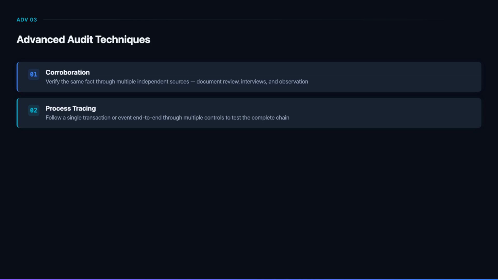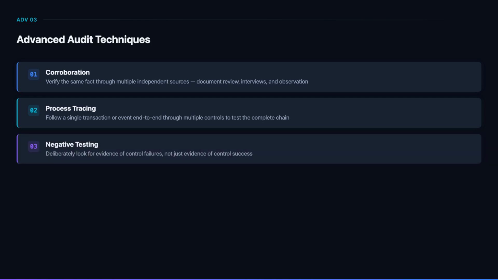Process tracing follows a single transaction through the entire control chain. Pick a specific incident and trace it from detection through classification, response, escalation, resolution, root cause analysis, and corrective action. This reveals gaps between controls that checklist auditing misses, the handoff points where things fall through the cracks. Most auditors look for evidence that controls work. Advanced auditors also look for evidence that controls fail. Check for access reviews that found nothing to revoke. Is that realistic?